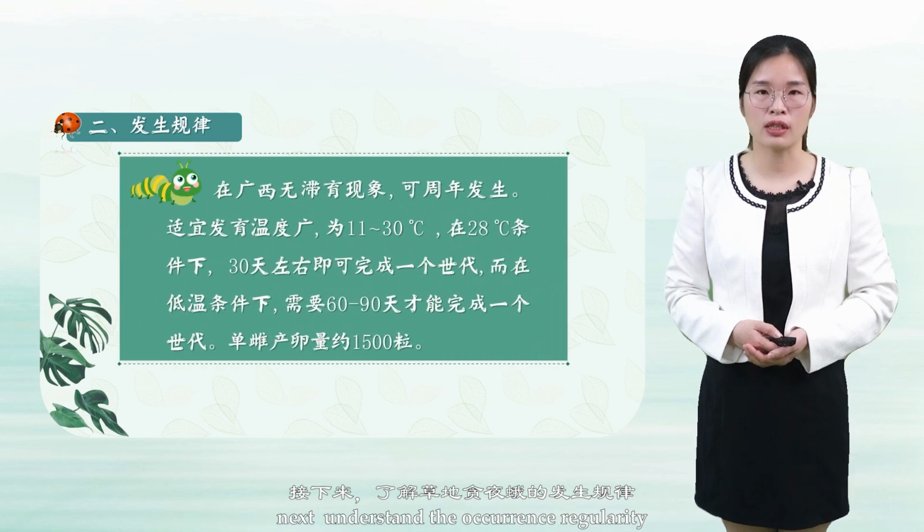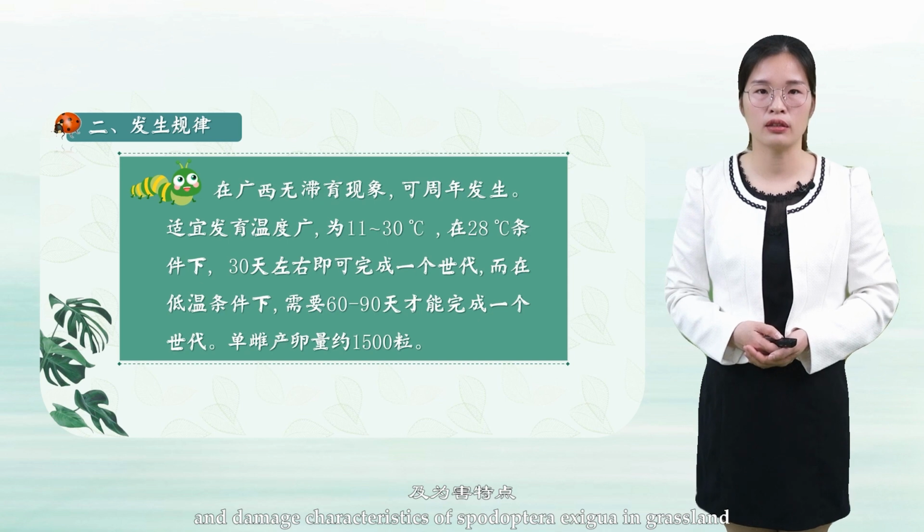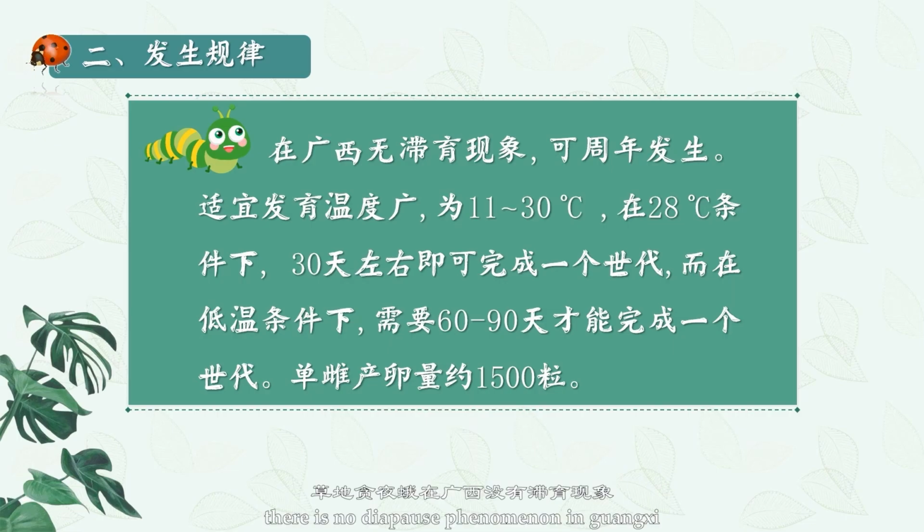Next, understand the occurrence regularity and damage characteristics of the fall armyworm in grassland. There is no diapause phenomenon in Guangxi, but it can occur every year. The suitable development temperature is 11 to 30 degrees Celsius, and one generation can be completed in about 30 days at 28 degrees Celsius.